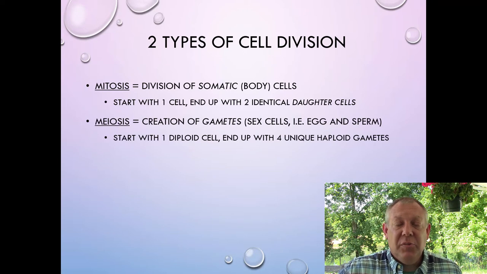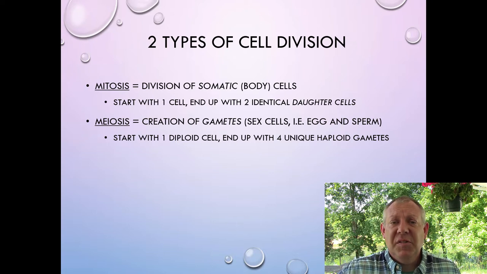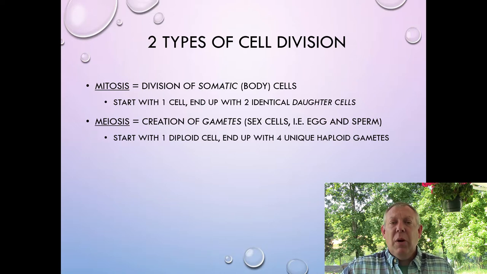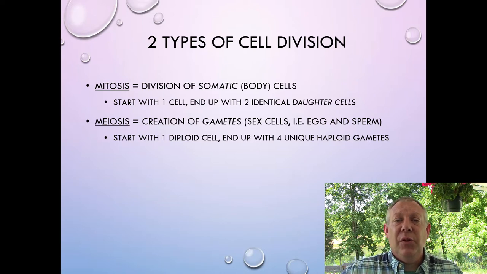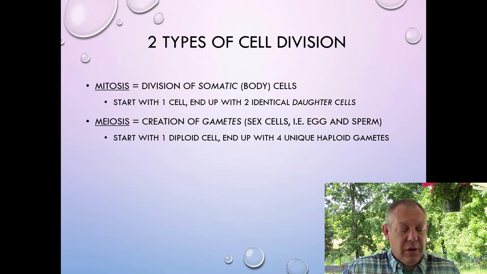In the sex cells, to create gametes, we have meiosis. And so meiosis creates eggs and sperm. And in meiosis, you still start out with one cell, and it's a diploid cell with the full complement of DNA. You end up with four haploid cells. So four cells, each of which has half the chromosomes, and each of those cells is unique. So whereas in mitosis, the resulting cells are identical to each other, in meiosis, they're all unique.